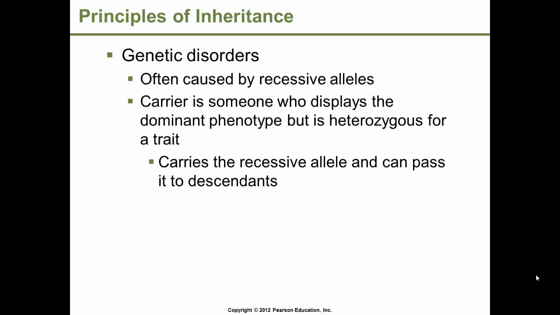Genetic disorders are most often caused by recessive alleles. We know this to be the case because if not, you would see them both represented in homozygous dominant individuals as well as heterozygote individuals. A carrier is a term used to describe someone who displays the dominant phenotype but is heterozygote for that trait. So thus they can carry that recessive allele and can pass it to descendants, to their offspring.